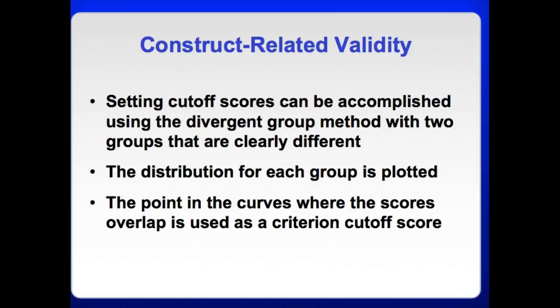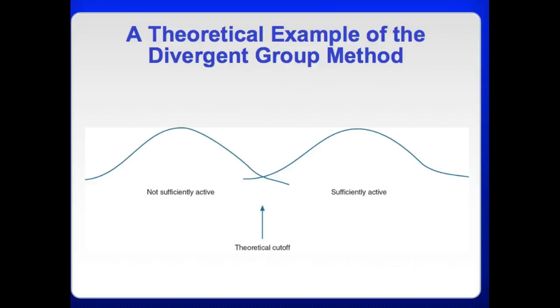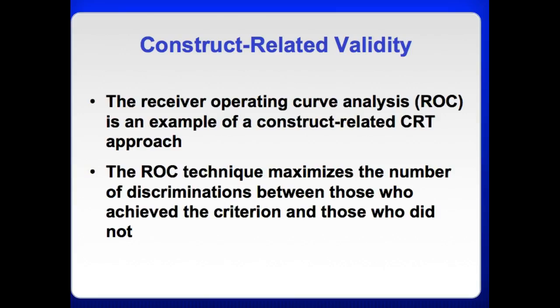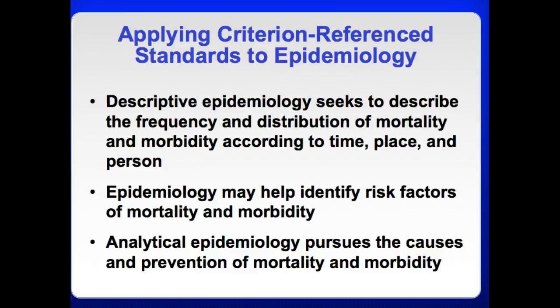Construct-related validity. Setting cutoff scores can be accomplished using the divergent group method with two groups that are clearly different. The distribution for each group is plotted. The point in the curves where the scores overlap is used as the criterion cutoff score. A theoretical example of the divergent group method. The receiver operating characteristic curve analysis, ROC, is an example of a construct-related CRT approach. The ROC technique maximizes the number of discriminations between those who achieved the criterion and those who did not.